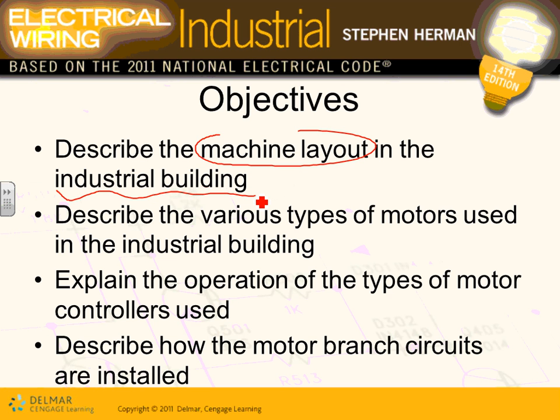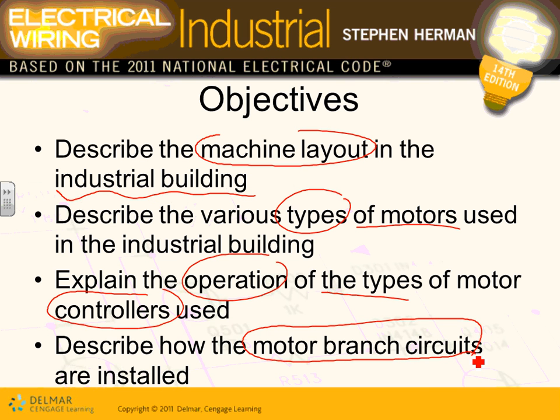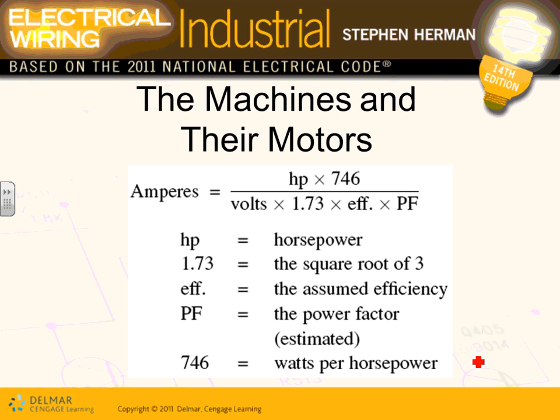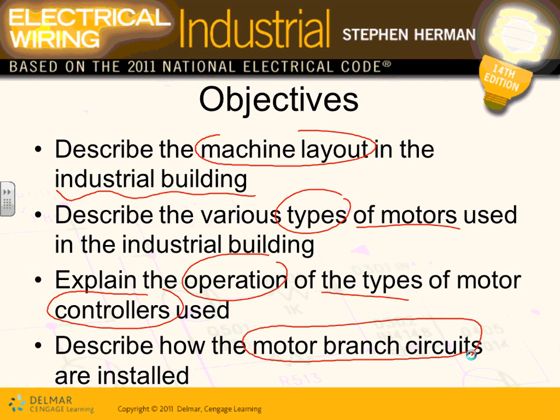Okay, why do we care about the machines? Because they have motors. Describe the types of motors that we're going to have, from DC to AC to synchronous, in the industrial project. Operation of the types of motors. Motor controllers, from across the line, they call them across the line, guys, the easy one, into the VFDs. And then motor branch circuit installation. We talked a lot about branch circuits and sizing. So these are a few things that we will be talking about in this chapter.